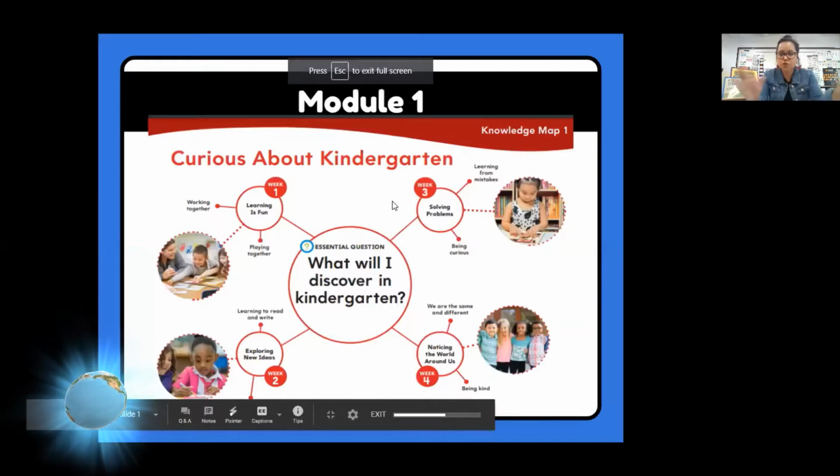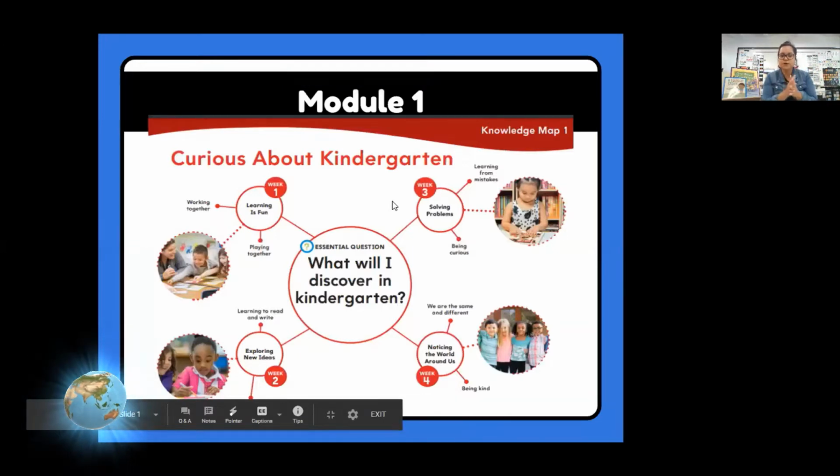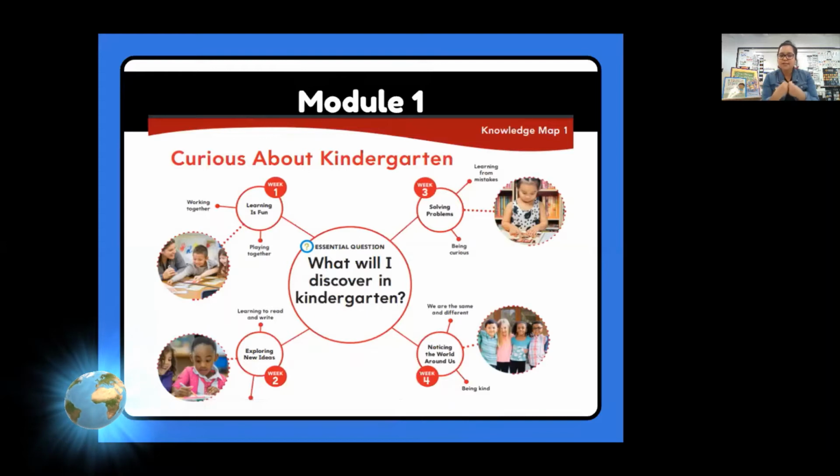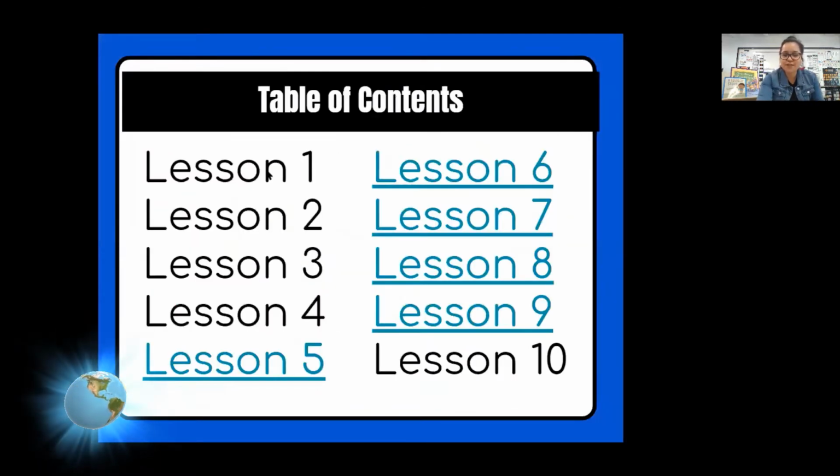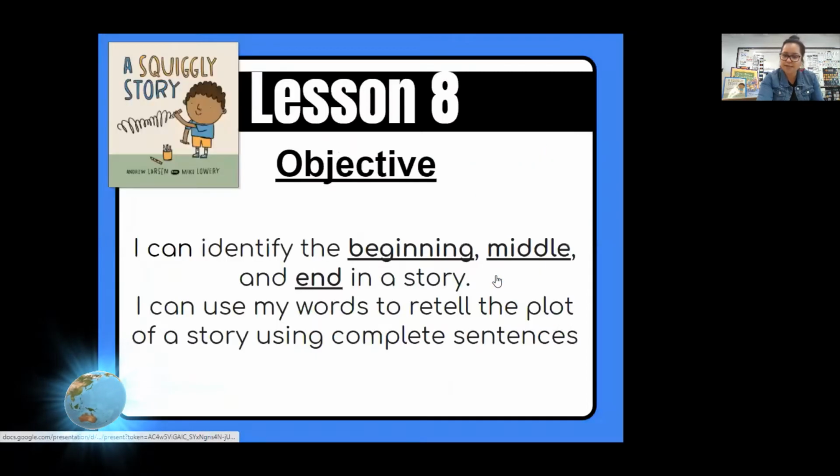Alrighty, so the essential question is still the same for this module. What will I discover in kindergarten? So we are learning about characters and settings and how to become great authors by finding the plot of the story, beginning, middle, and end. And we're doing this together. And it is fun to do activities together with Ms. Cervantes. I hope so. All right, so for this week, we're doing lesson number 8.